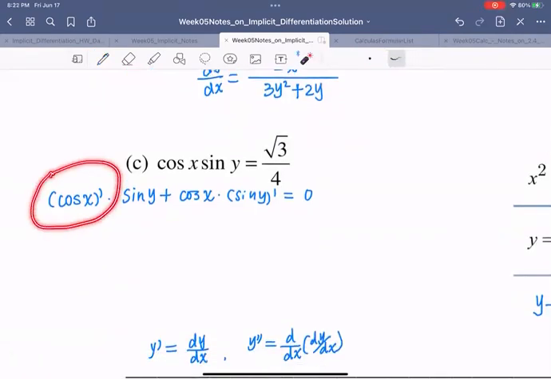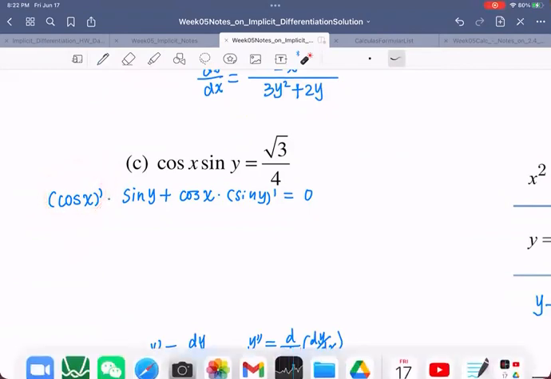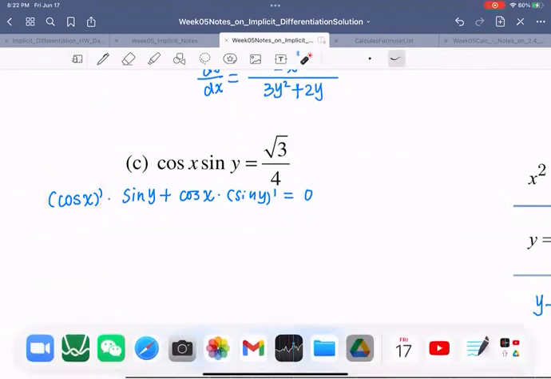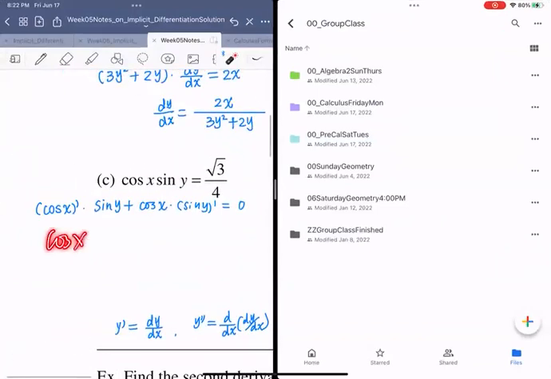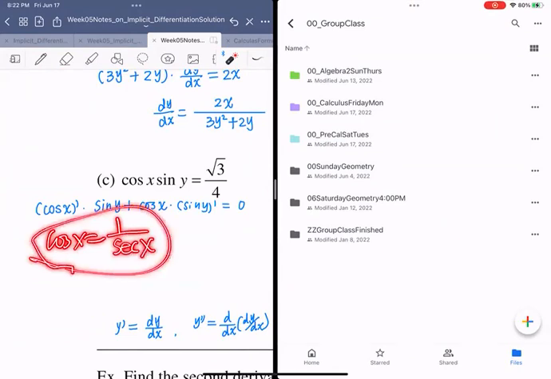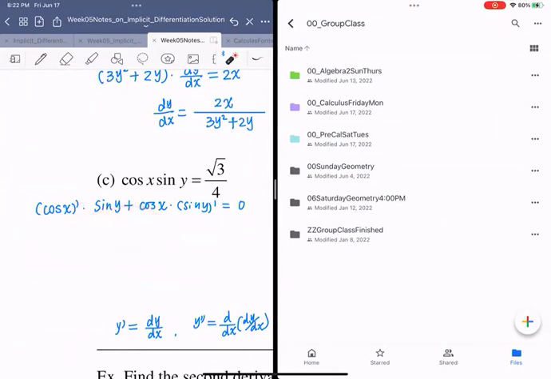Now, based on the notes just now, can you find out the answer for here? Cosine x derivative is who? Is that just like 1 over secant? No, I'm not asking for the identity. By the way, your identity is correct, but I'm asking for the derivative.